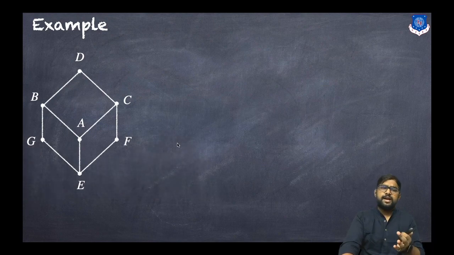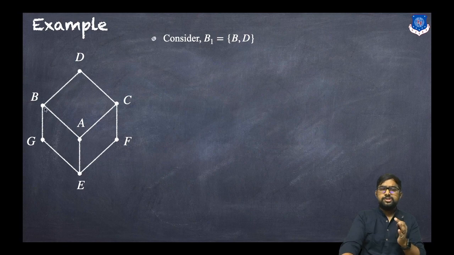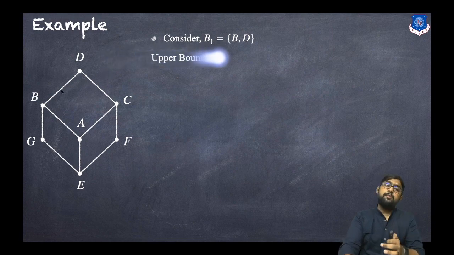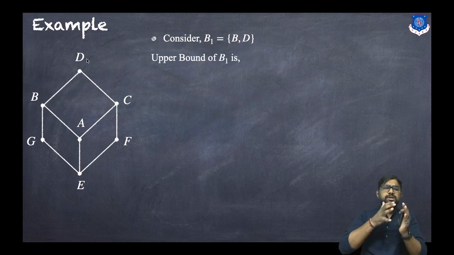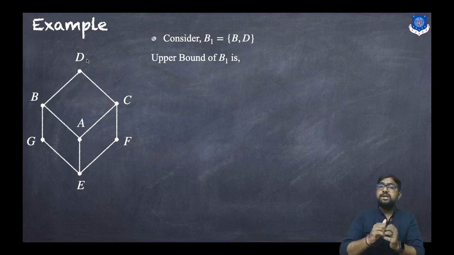This is the Hasse diagram we have. Now consider B1, that is B and D. Now where is B and D? So we will do it very fast. Okay. Now B and D. So for the upper bound, what are the upper points? As you can see, D is the only upper point. Fine. So D will be the upper bound.